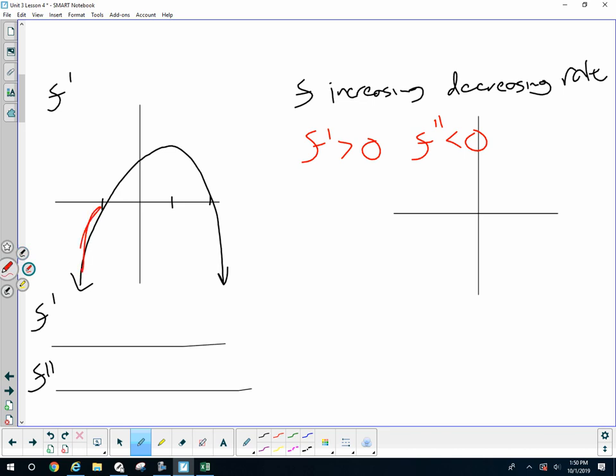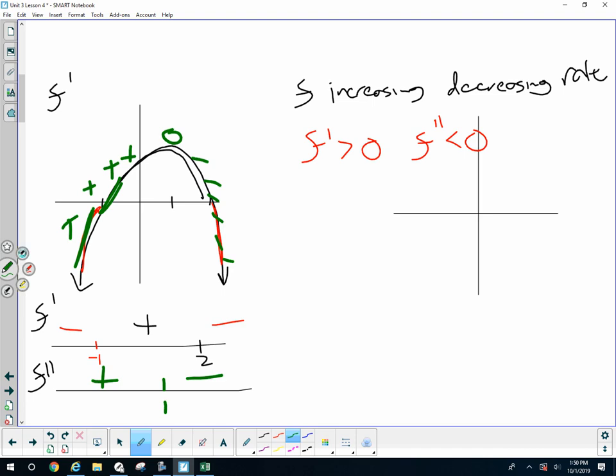F prime is negative until negative 1, positive from 1 to 2, negative after 2. F double prime, slopes of the tangents of f prime are positive until a 0 here, and then negative after there. 0's at 1, negative after that. So when is f increasing at a decreasing rate, when is f prime positive and f double prime negative? That would be here between 1 and 2.